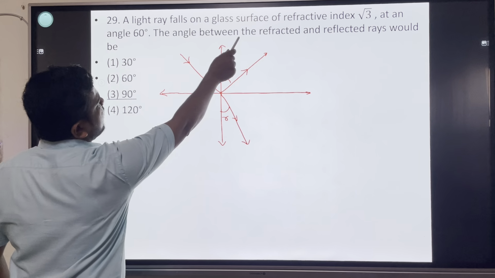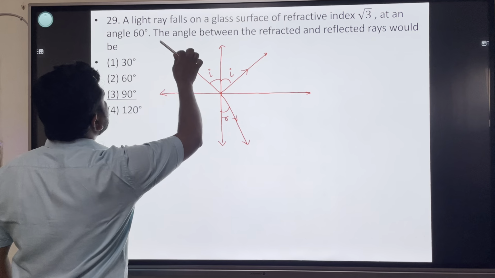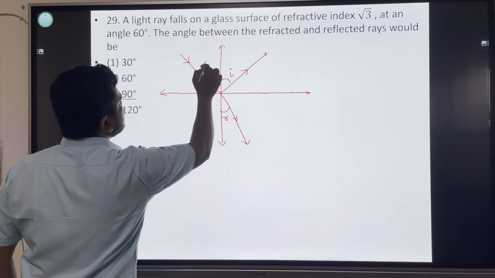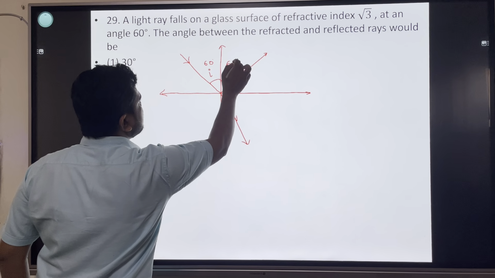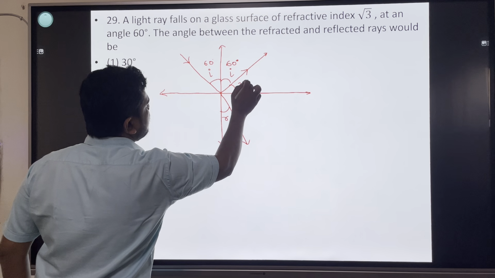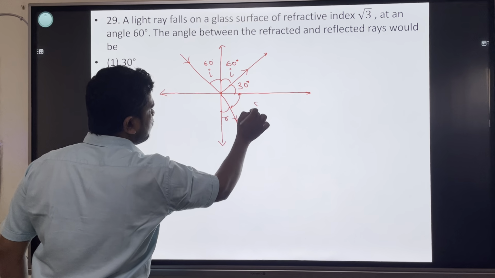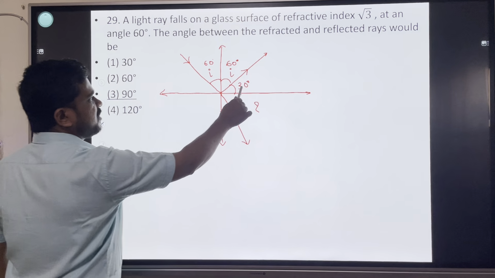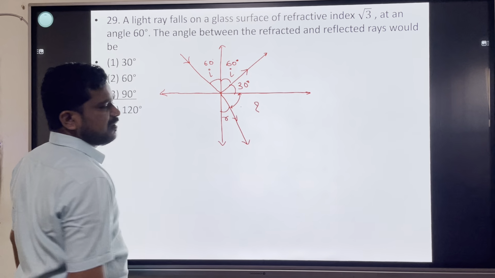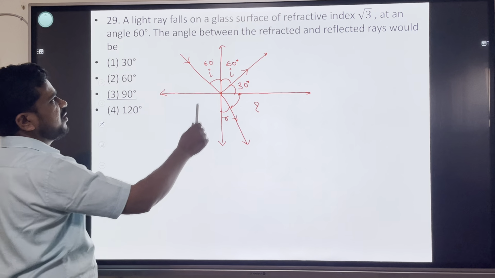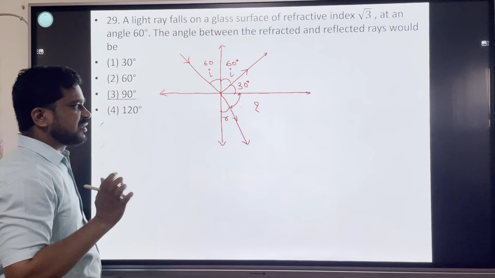Light ray falls on a glass surface of refractive index root 3 at an angle of 60 degree. This is 60 degree. This is also 60 degree. This is 30 degree. If we get this angle, then 30 plus this angle, we will get the angle between refracted and reflected rays.